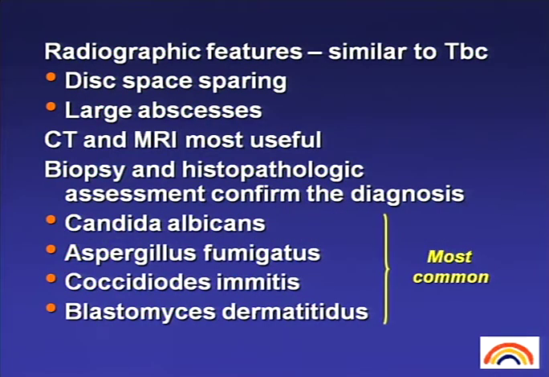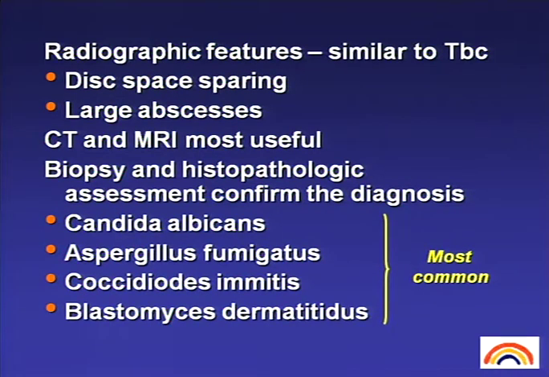Radiographic features, again, are similar to tuberculosis. Disc space sparing, large abscesses are very common, the same things we just talked about before with tuberculosis. CT and MRI are the most useful. Plain radiographs are not particularly useful in distinguishing what the source of the infection may be. Biopsy and histopathologic assessment confirm the diagnosis, and we typically recommend that those be done early.